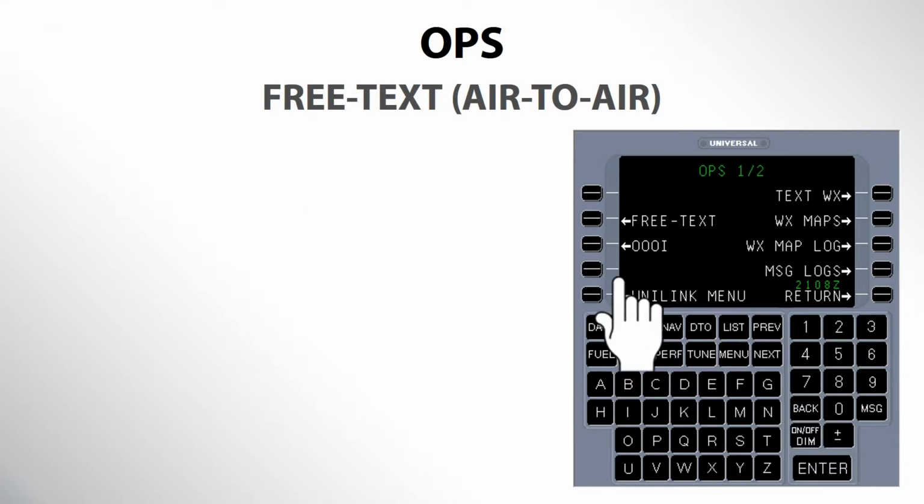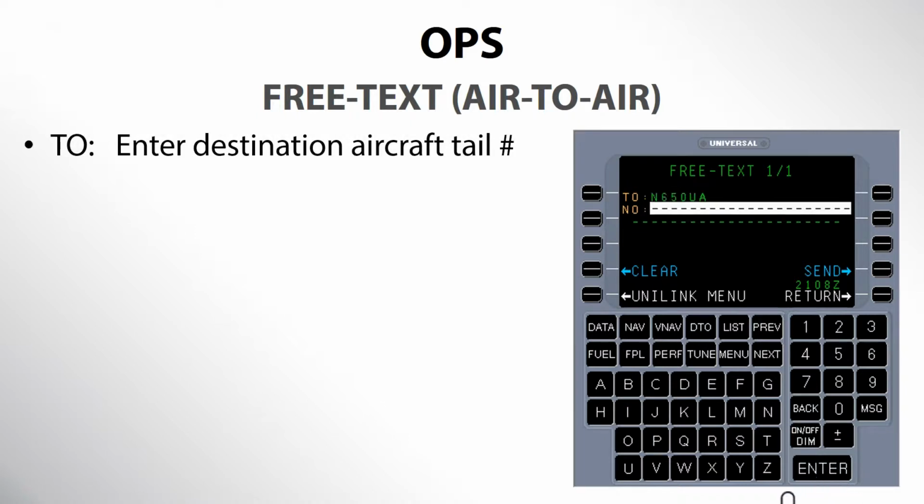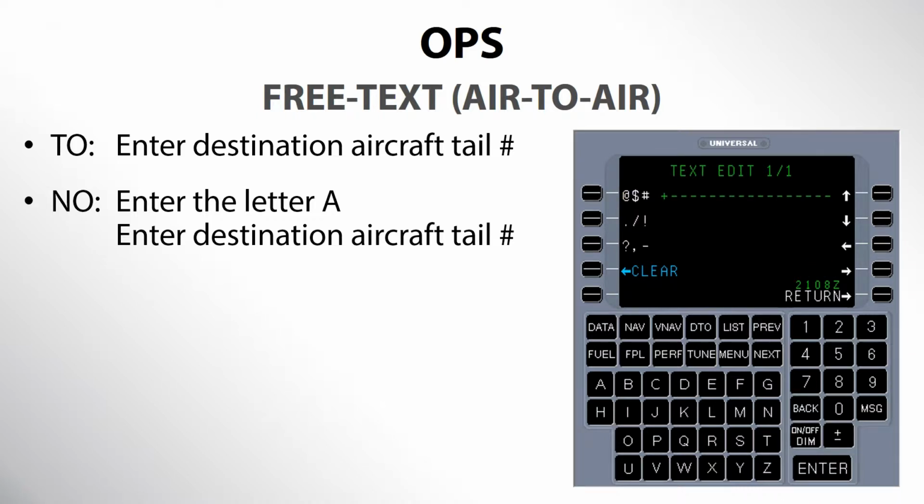To send a message to another aircraft, first go to Free Text. Enter the destination aircraft registry in the To field and press Enter. In the Number field, enter the letter A, followed by the registry of the destination aircraft. When you press Enter, you will be taken to the Text Edit page. Go ahead and enter your message.